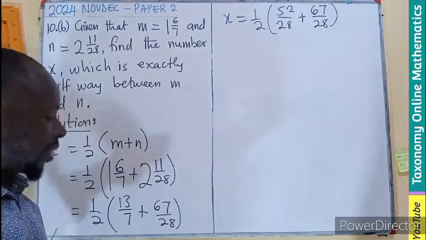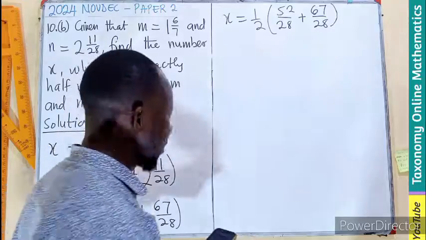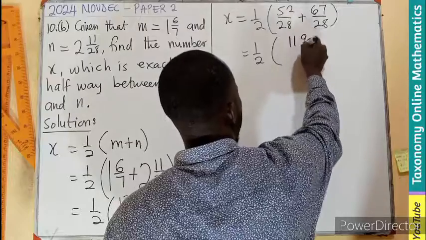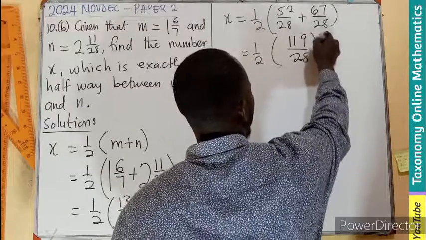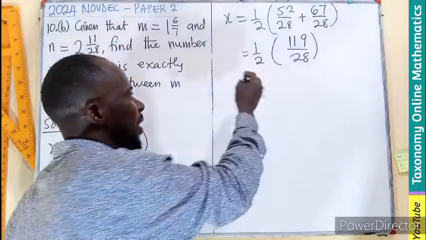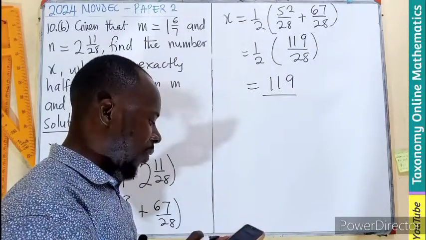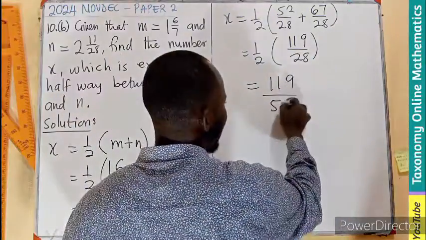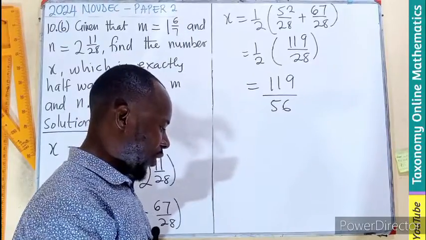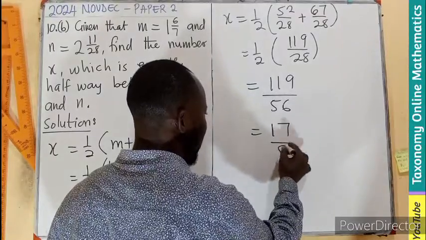So since they have the same denominator, we only add 52 plus 67. And that is going to give us, half of the numerator will become 119 divided by 28. Remember, when we are multiplying by half or by a fraction, the numerators multiply together, then the denominators also multiply together. So this is going to be 56. Now, 119 on 56 can also be reduced further, and that will give us 17 on 8.